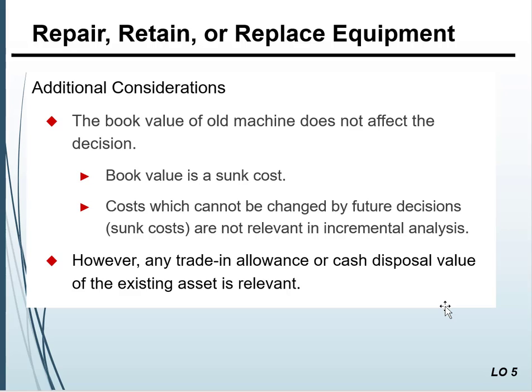Now, something for us to think about. Book value is a sunk cost, so we don't have to worry about it. Any costs that can't be changed by future decisions are sunk costs, and therefore they're not a part of the analysis. But as we said, if we sell it, that has impact. So the cash disposal value, which could even be negative, or any kind of trade-in allowance, all of those things would be incorporated because it's something that's going to happen if we replace.